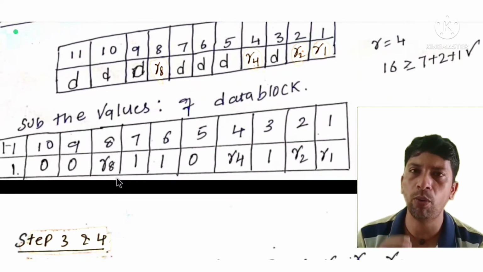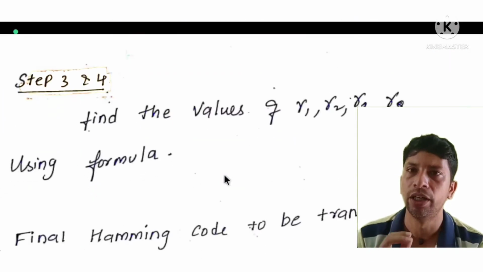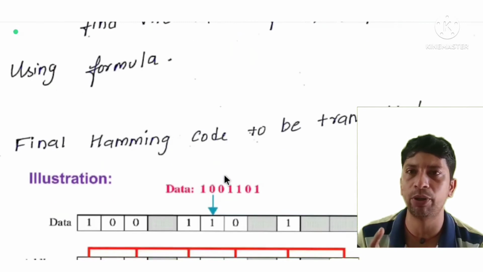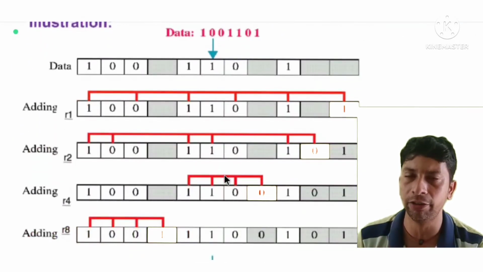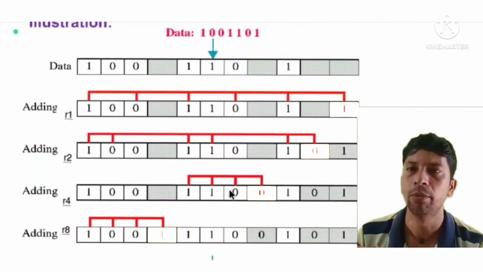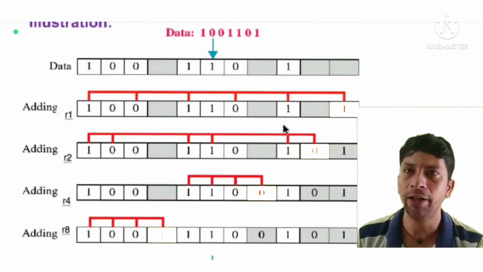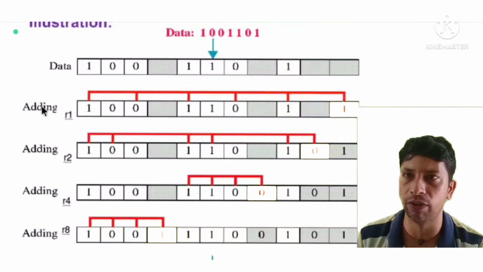That's all. So now I have to find the value of R1. In order to find the value of R1, I'll be using the formula that was shown previously. Here these values will be 3, 5, those values which I have stated already. These values will be added. The summation of the R1 values, these values are added.